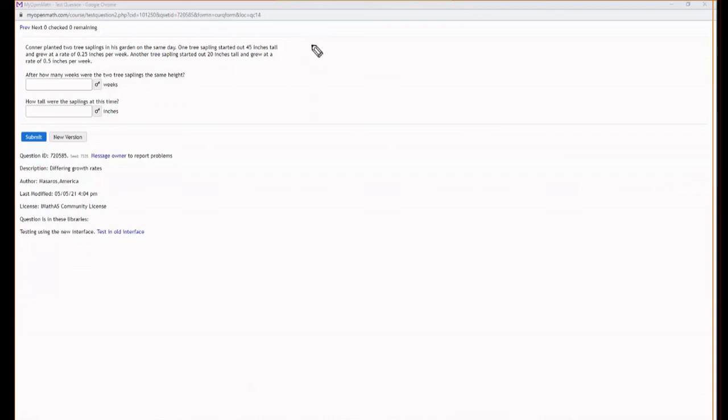Okay, so I'm going to look at tree 1 and tree 2. The first one started out 45 inches tall, and then it grew at a rate of 0.25 inches per week. So I'm told a starting value, that sounds a lot like a y-intercept, and then I'm told how much it grows per week. That sounds like a rate of change or a slope.